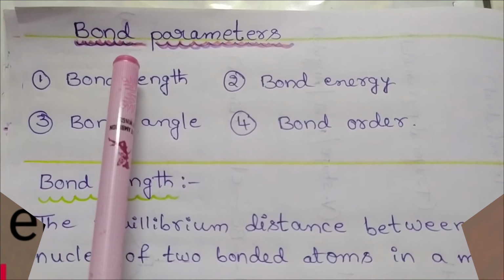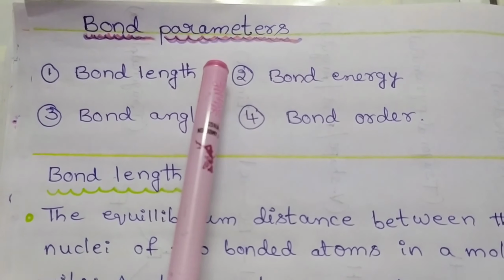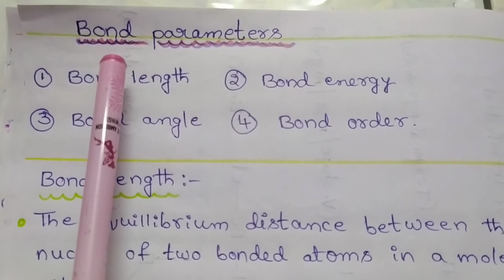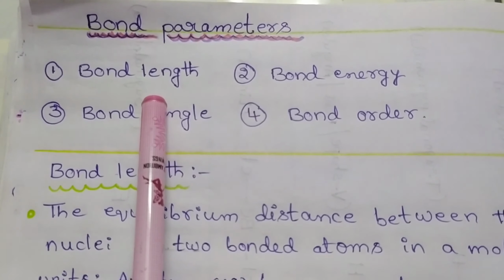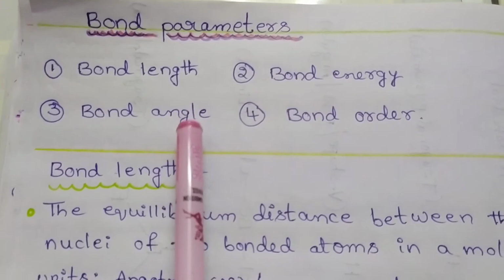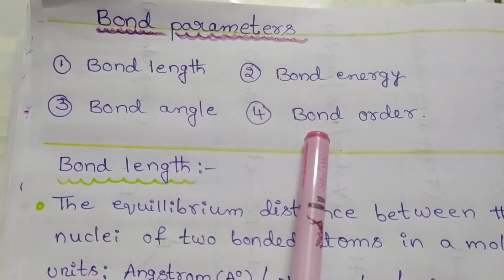Hi students, today we discuss a new concept that is bond parameters. The bond parameters are classified into four types. They are bond length, bond energy, bond angle and bond order.